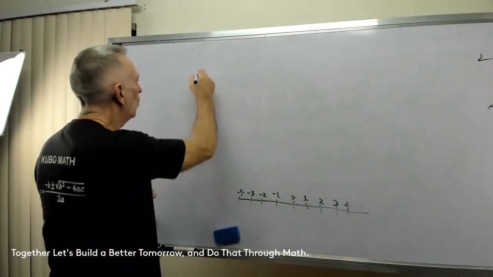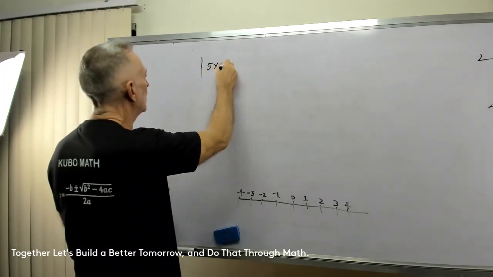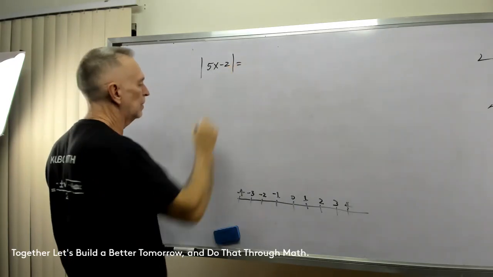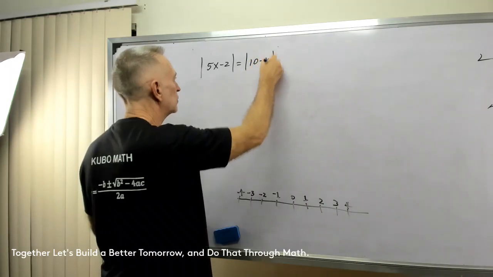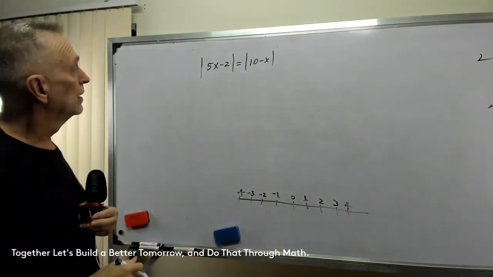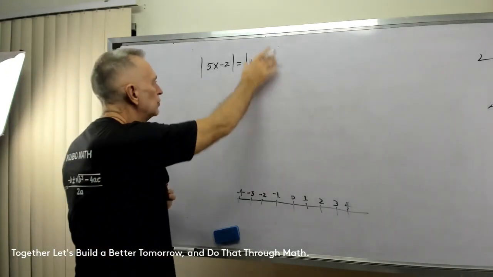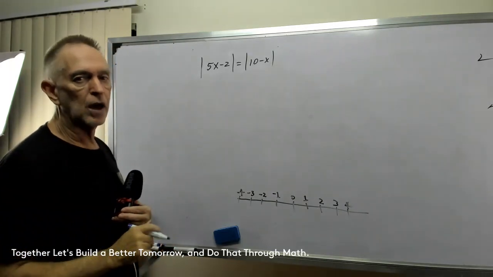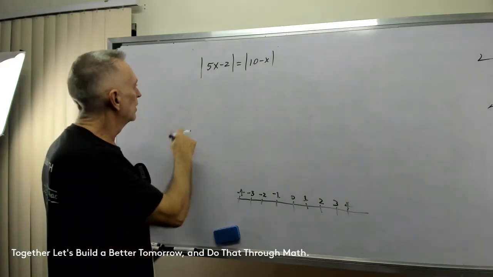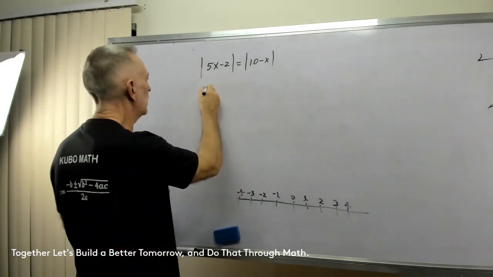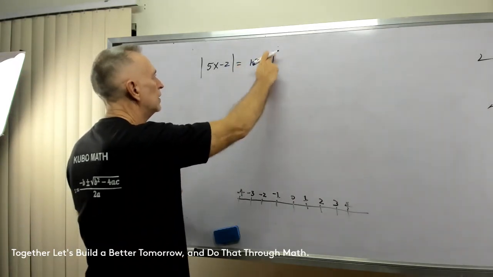It is, if you have two absolute values, the absolute value of 5x minus 2 equals the absolute value of 10 minus x. Wow, what to do there? The rule is drop one of those absolute values and solve for the variable that's in question. Same as we've done in the past. Okay, so let's try that. Let's just say the absolute value of 5x minus 2 equals 10 minus x.